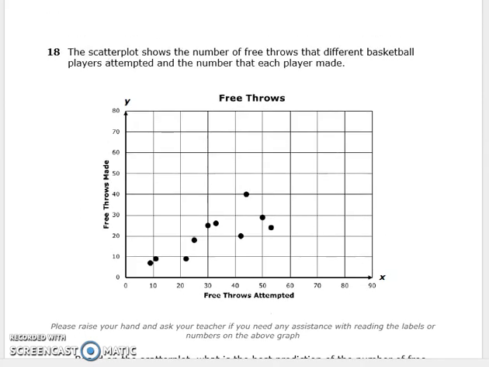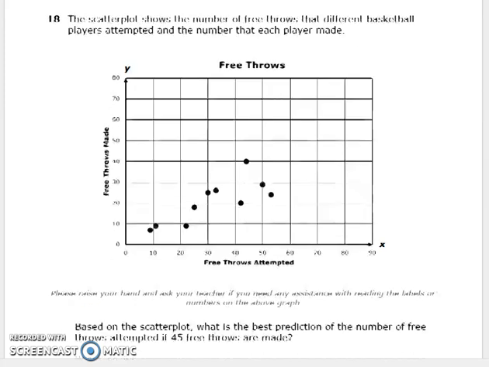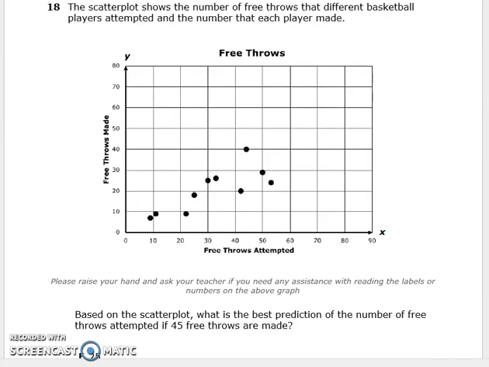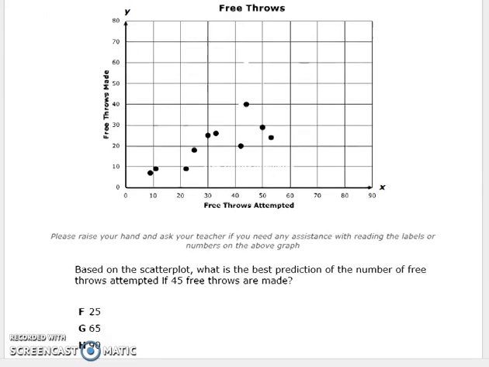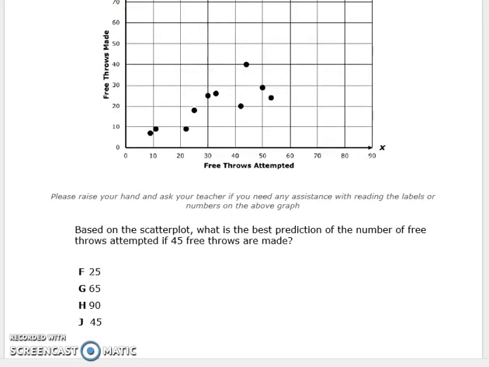Number 18. The scatter plot shows the number of free throws that different basketball players attempted and the number that each player made. Based on the scatter plot, what is the best prediction of the number of free throws attempted if 45 free throws are made? F, 25, G, 65, H, 90, or J, 45?